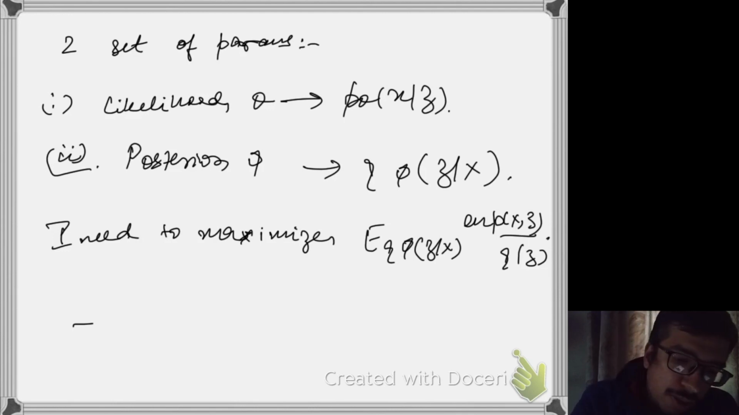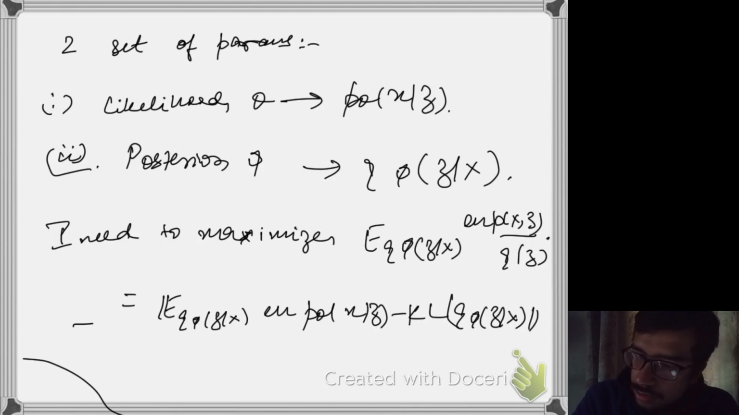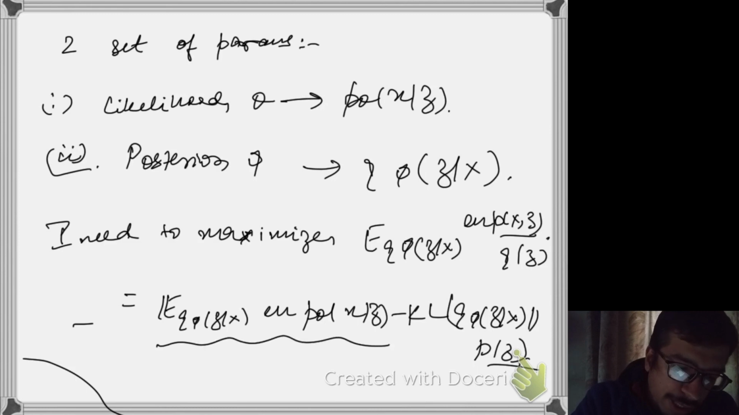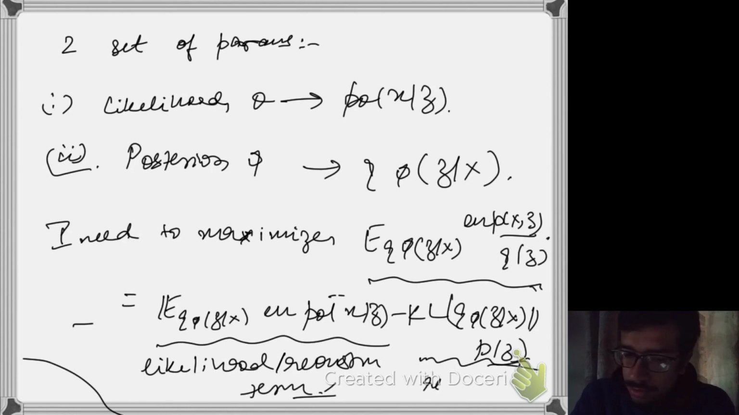Here I can actually split this term into two parts. One is the expectation over q phi of z given x of log p theta of x given z, minus the KL divergence between q phi of z given x and p of z. I have just split this ELBO into two parts. You can do it by rewriting the numerator as p(z) times p(x given z), and then we get these two terms. So this is the likelihood or reconstruction term, and the other is the regularization term.